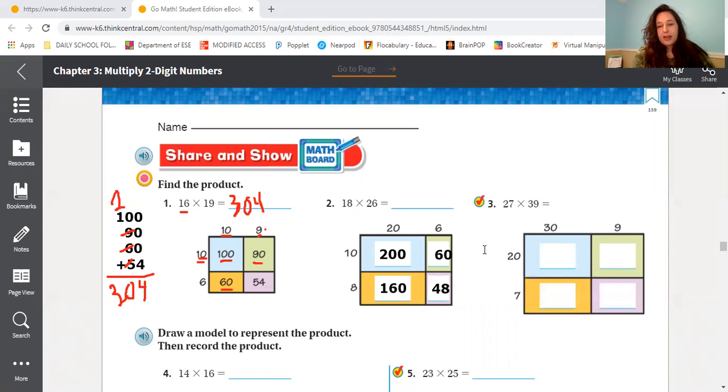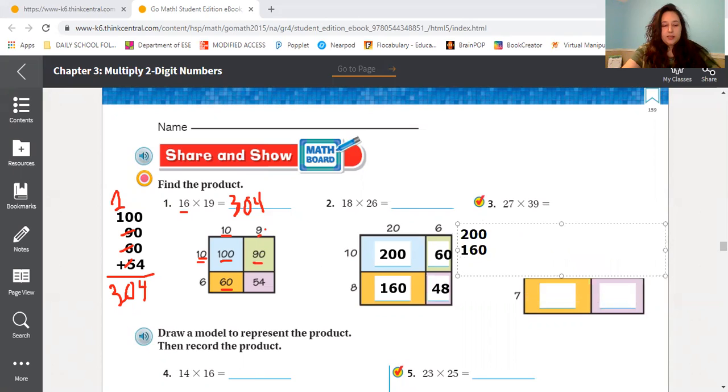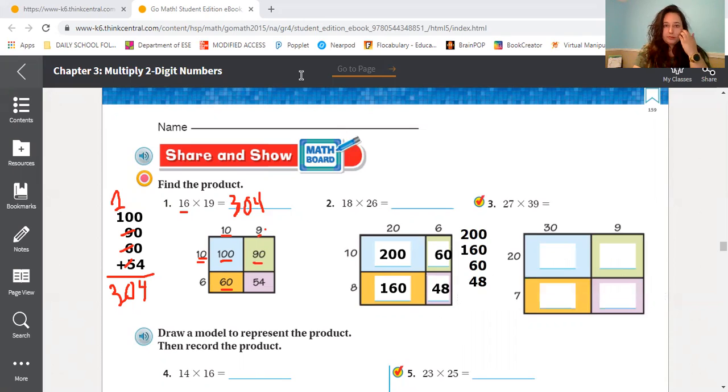And then you go ahead and add these. So it would be 200 plus 160 plus 60 plus 48. So if I go ahead and add, let me choose a different color.